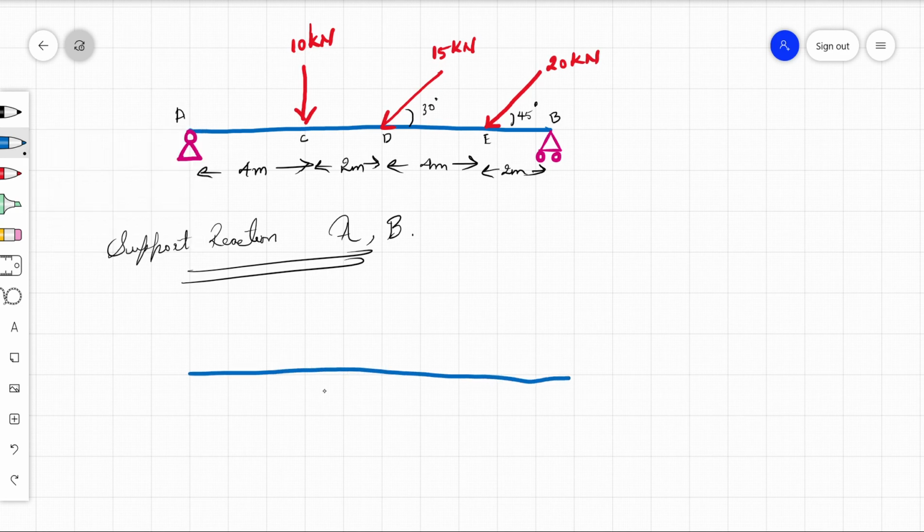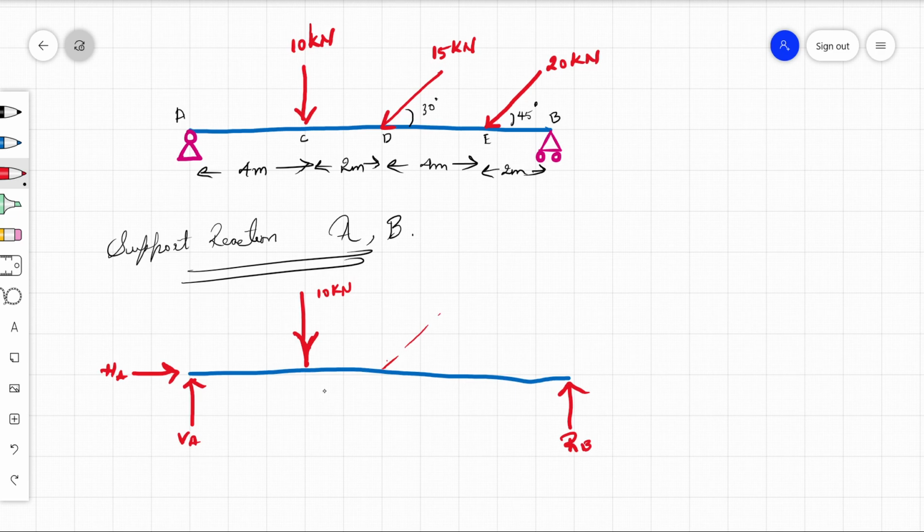First thing to do is write the support reactions. This is a support reaction for a hinge, and this is a support reaction for a roller. At point A, I call these HA and VA. As here there is only one reaction at B, I call it RB. The load over here is 10 kilonewton.